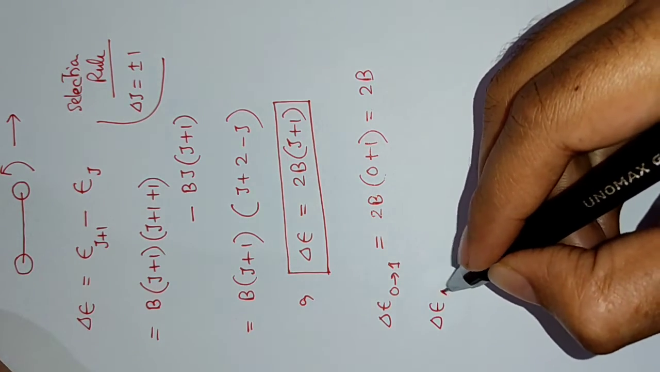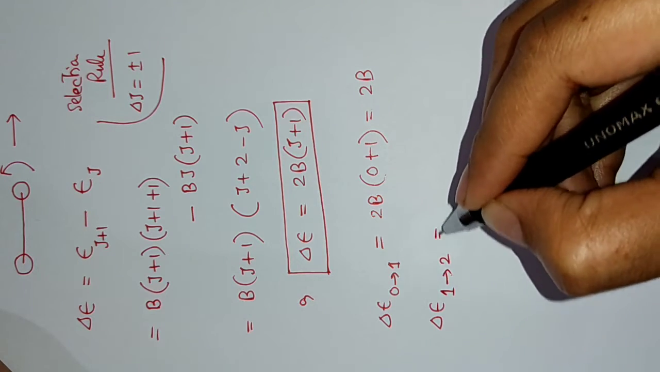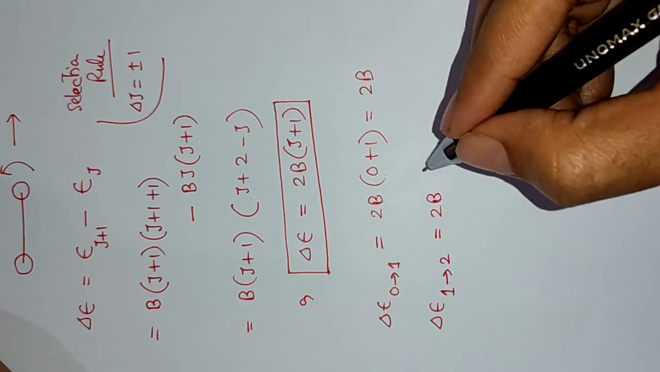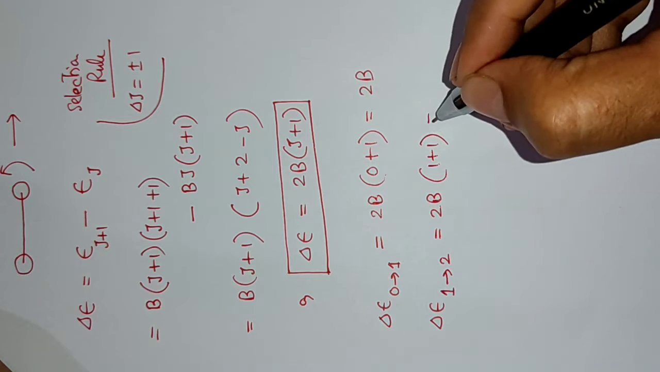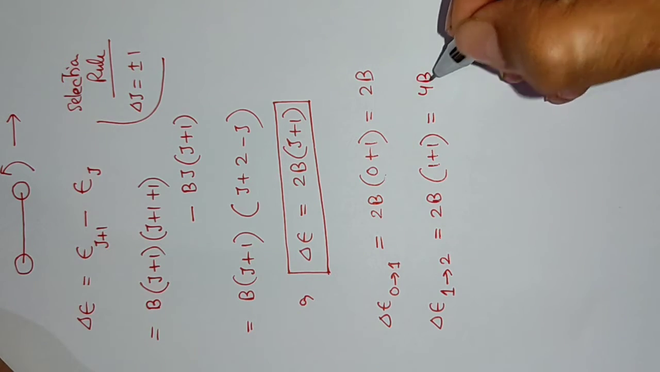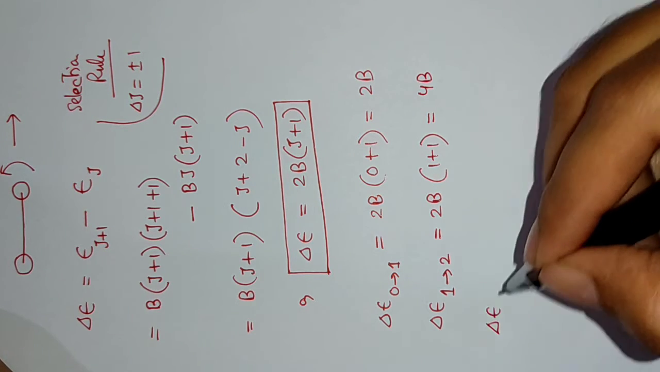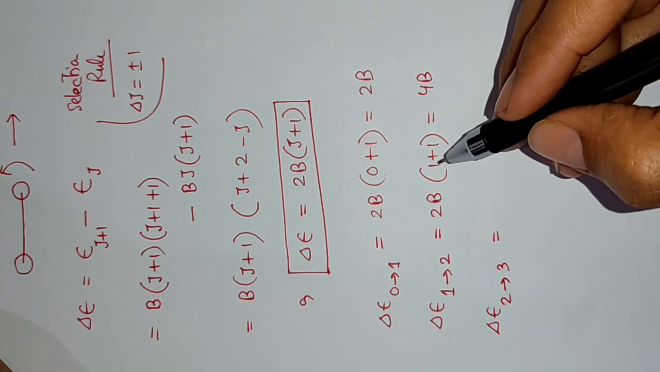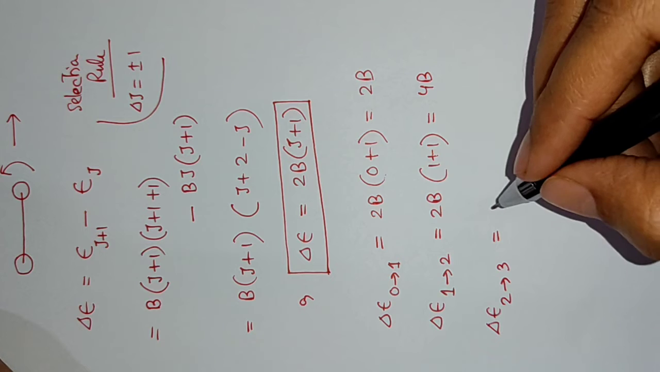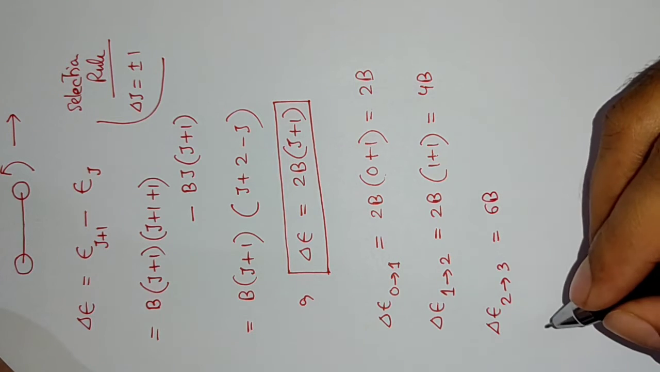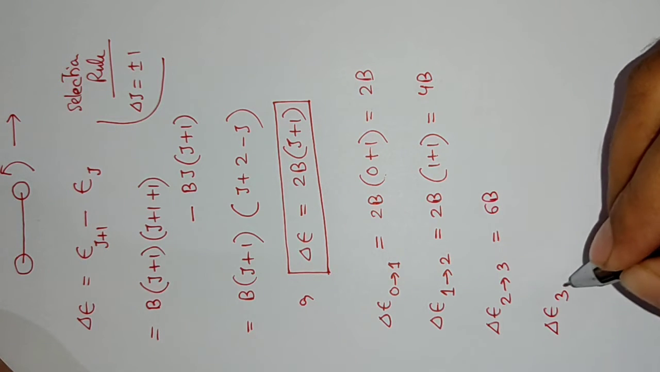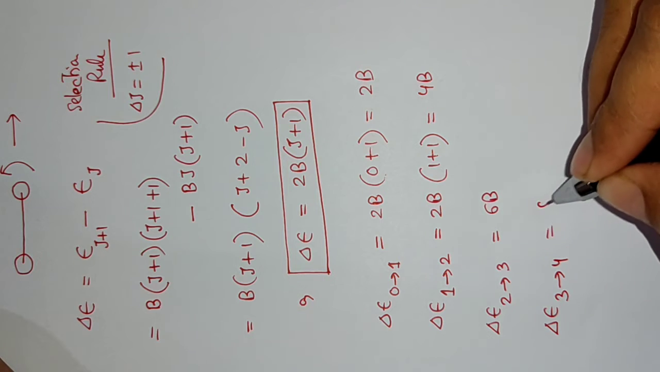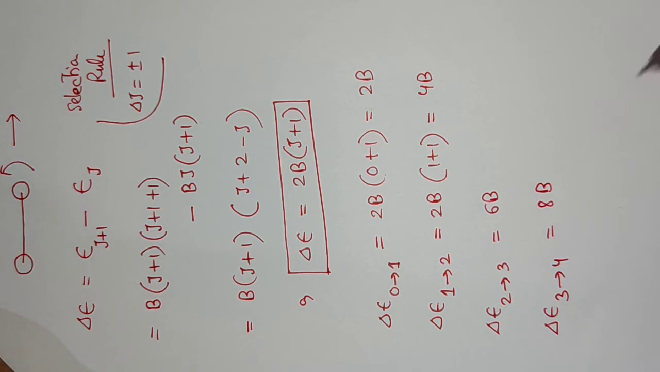It is matching. Between the first and the second excited state, it will be 2B into 1 plus 1, so it will be 4B. It is matching. In a similar way, from 2 to 3, it will be 2 plus 1, 3 into 2, so it will be 6B. 3 to 4 will be 8B and so on.